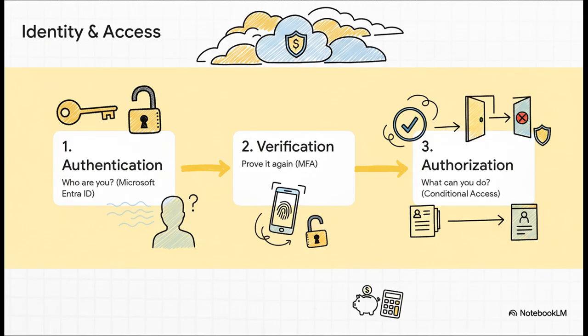First, you've got Microsoft Entra ID. That's authentication. It asks, who are you? Then you add multi-factor authentication for verification. It says, okay, prove it again. And finally, you have conditional access, which handles authorization. It asks, now, based on where you are and what you're doing, what are you allowed to do?